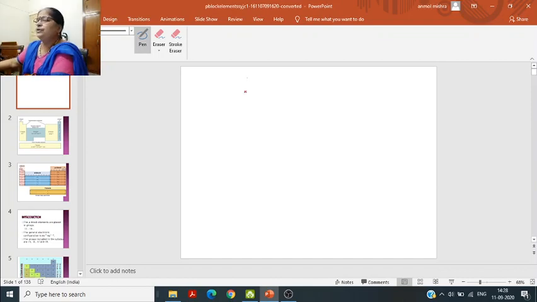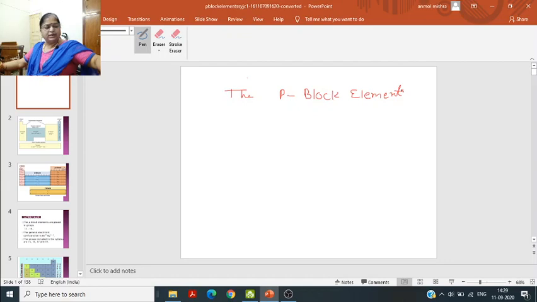Now in today's session, we will study the P block element. Now P block elements are found in the extreme right of the periodic table.